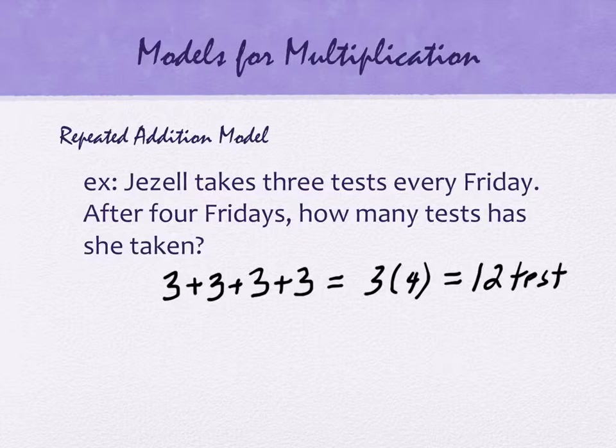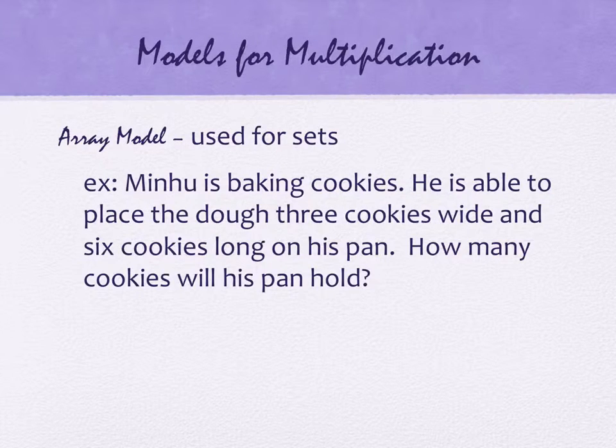So repeated addition. The second one is array. An array model is definitely used for sets. Minhyu is baking cookies. He is able to place the cookies 3 cookies wide and 6 cookies long on his pan. How many cookies will his pan hold? Now, this isn't really the same as the one before, right? It really has a visual imagery that looks like an array.